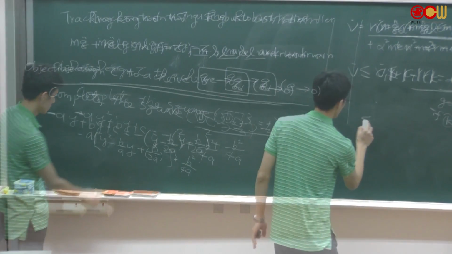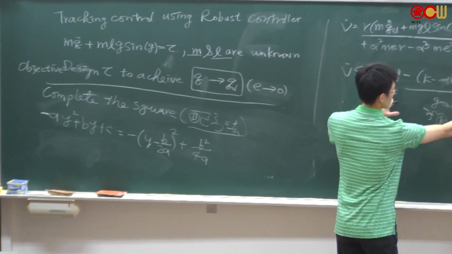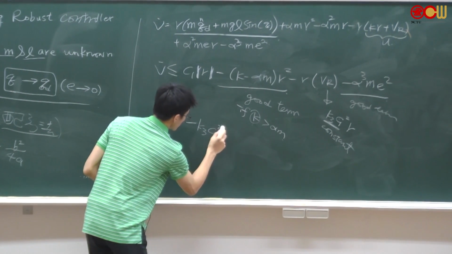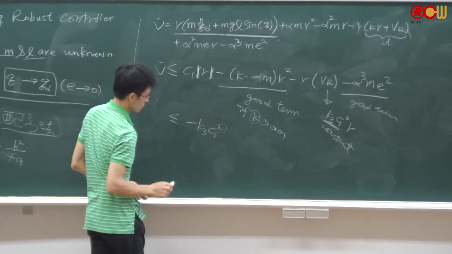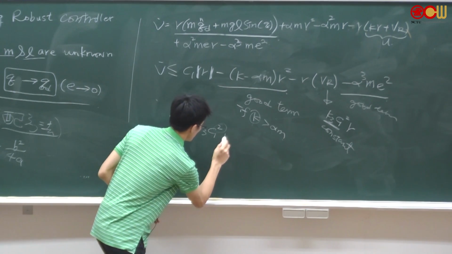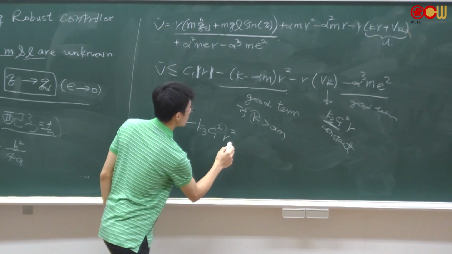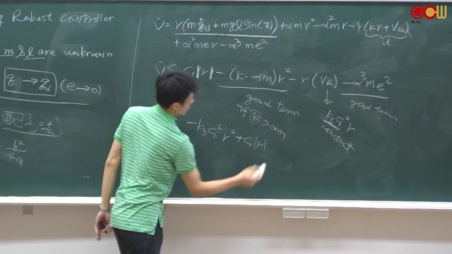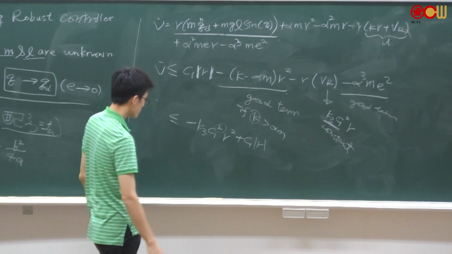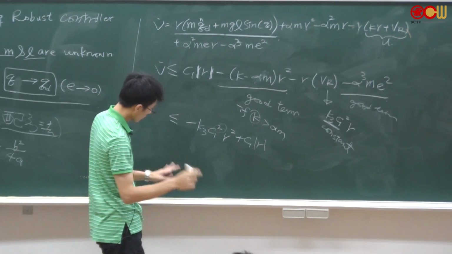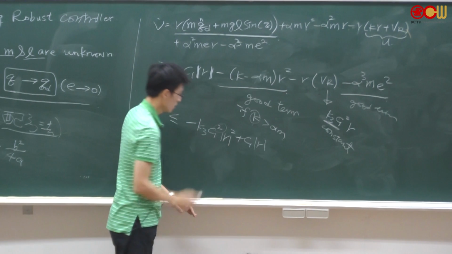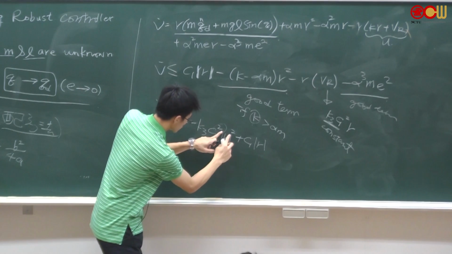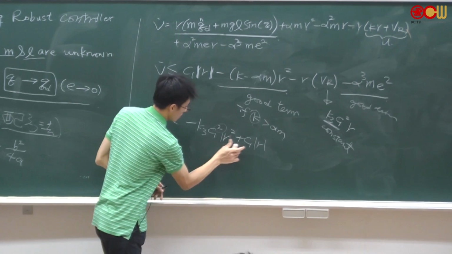By observation, we use that to upper bound these two terms. This term is minus K3 C1 squared. You will understand in a few seconds why I put the square here. R squared plus C1 R. Okay? And you can consider this: the absolute value of R squared is equal to R squared.